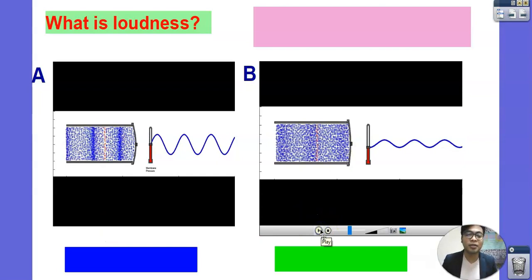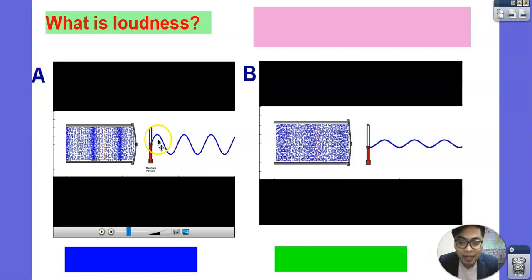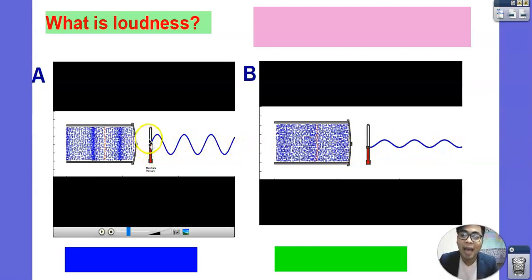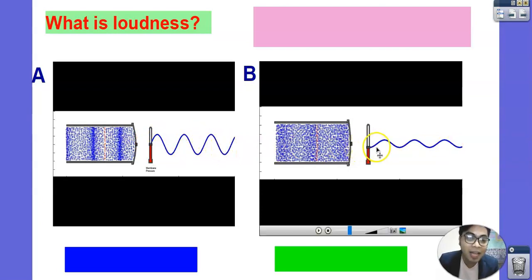Okay, I'm going to pause those two videos. Look at the sound waves. The height here is called the amplitude. That speaks about the height of the wave over here. This is the amplitude of the sound waves. Notice that the amplitude of the sound waves in A tends to be higher. In B, it's a little bit lower.